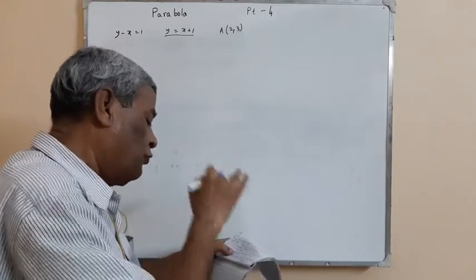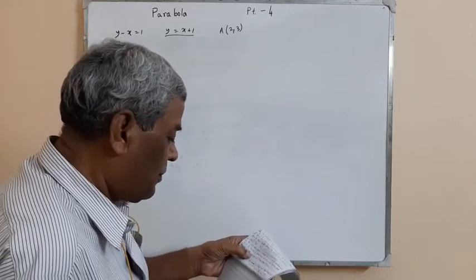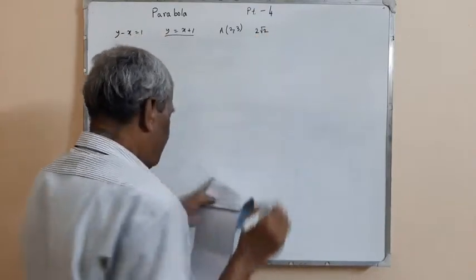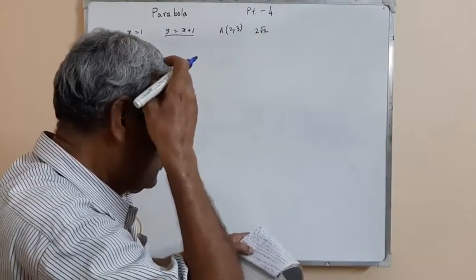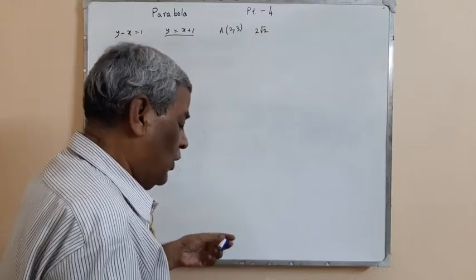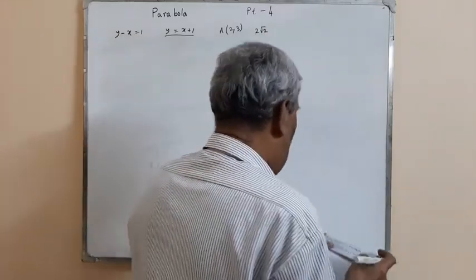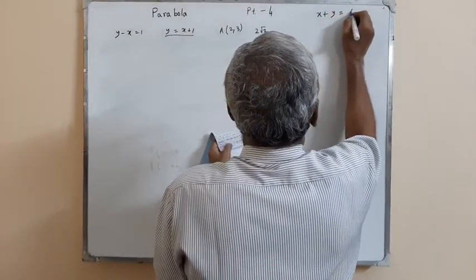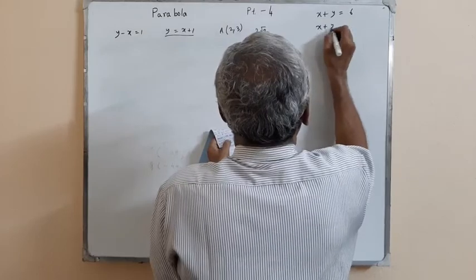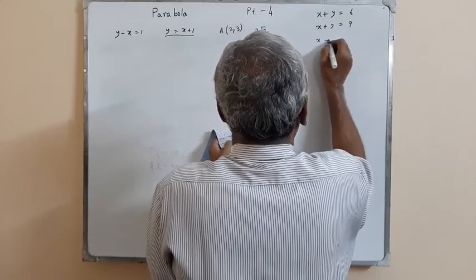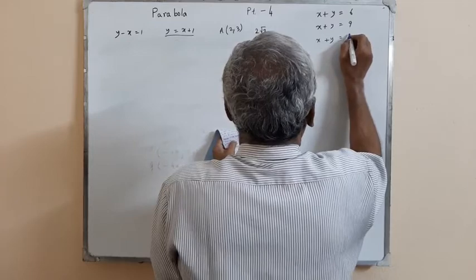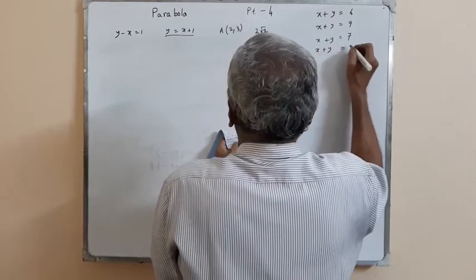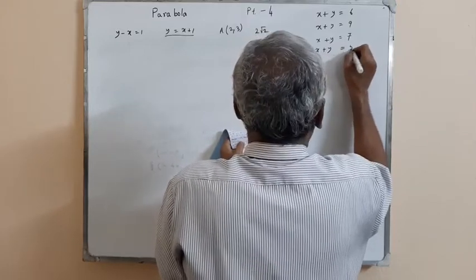If the vertex is below the focus and the distance of the vertex from the directrix is 2√2, then the equation of the straight line along the latus rectum is, options: x plus y is equal to 6, x plus y is equal to 9, x plus y is equal to 7, x plus y is equal to 5.